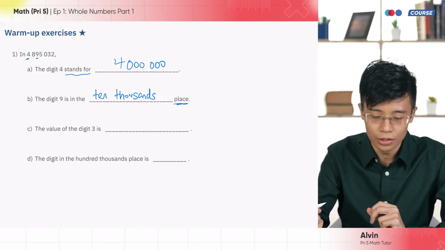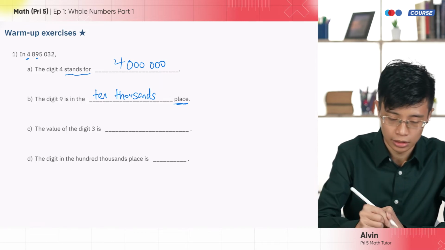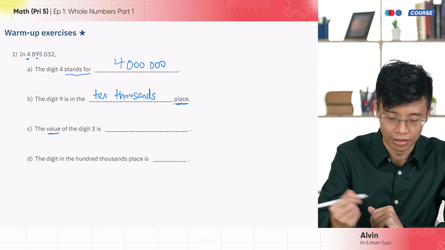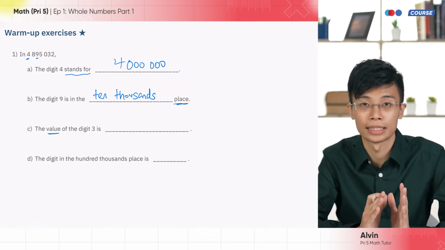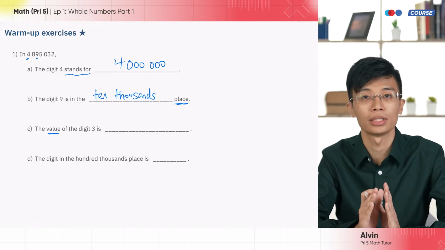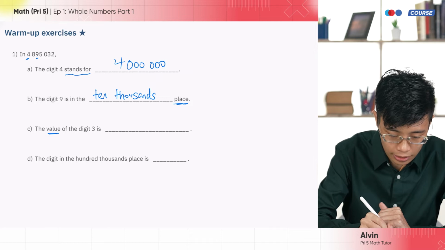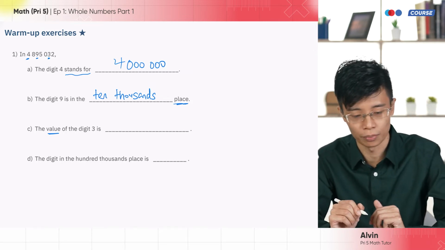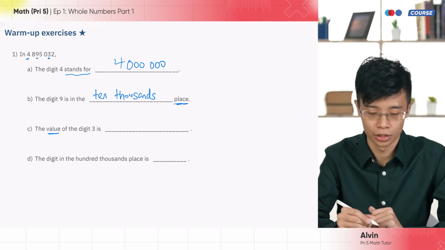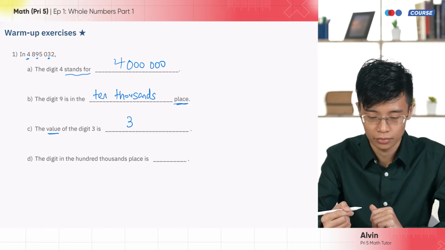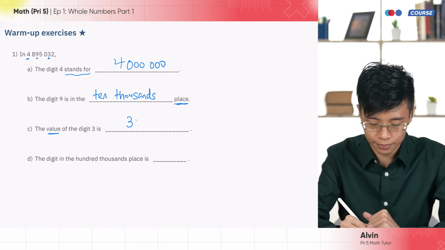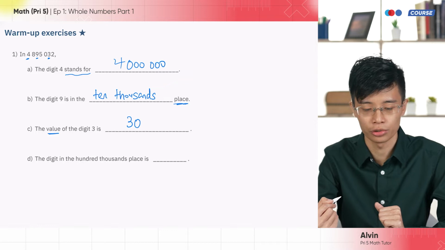C: the value of the digit 3 is. The keyword here is value. Wherever you see this keyword value, just write the digit with the zeros behind. So let us locate the digit 3. It is here, the second digit from the right, in the tens place. So we write the digit 3 and 1 zero behind. The value of the digit 3 is 30.